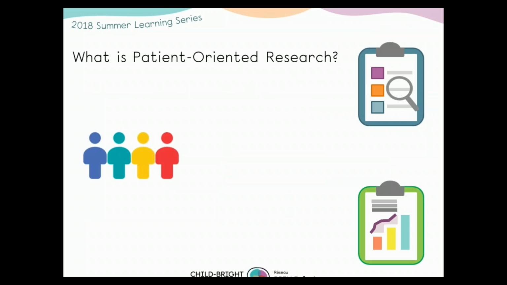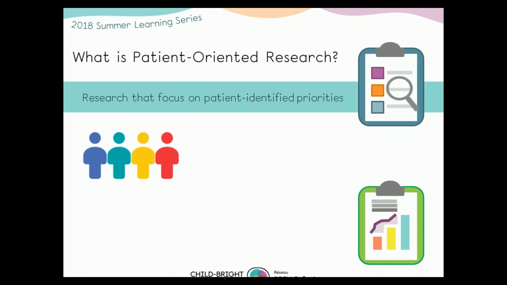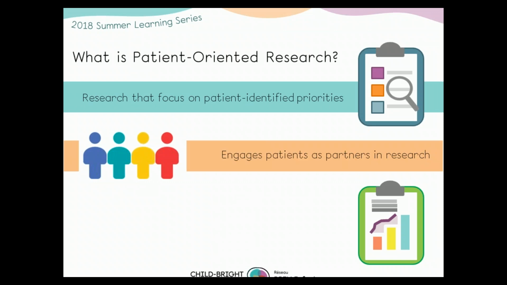So we'll quickly review some of the previous sessions we have had, and we've ultimately introduced this idea of Canada's strategy for patient-oriented research, or SPOR. In the sessions, we have defined patient-oriented research as research that focuses on patient-identified priorities. And we've recognized that patient-oriented research moves away from a model of patients exclusively as subjects and strives to engage patients as partners throughout the research process.